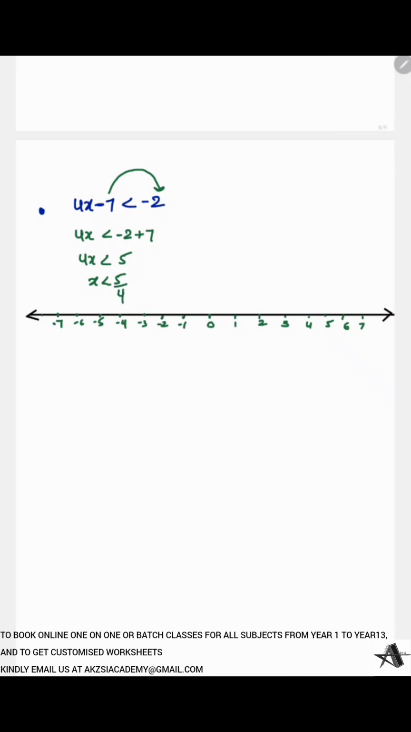It represents 1.25. We know that 1.5 will lie between 1 and 2, and between 1 and 1.5 we'll get 1.25. That means this is 1.25. I'm just approximating, and you'll get a circle here. x takes all the values that are lesser than 5 over 4, so it will go towards left simply. And this represents the inequality on a number line. It's going to be an unfilled circle because it's not including 5 over 4. Now let me try to solve more questions.